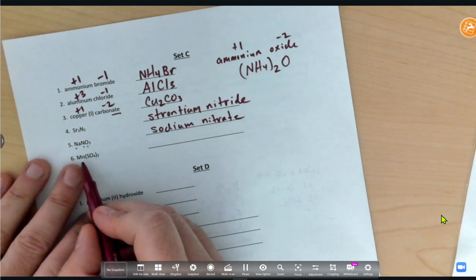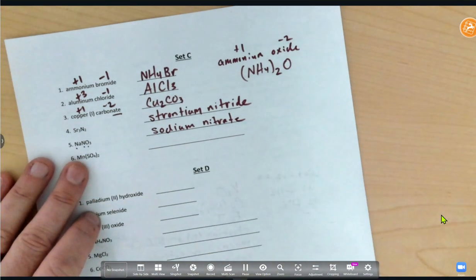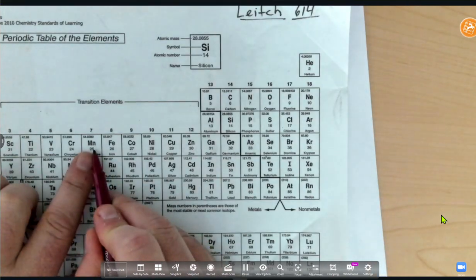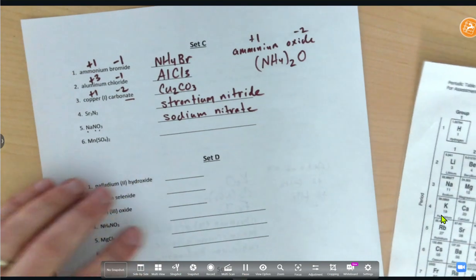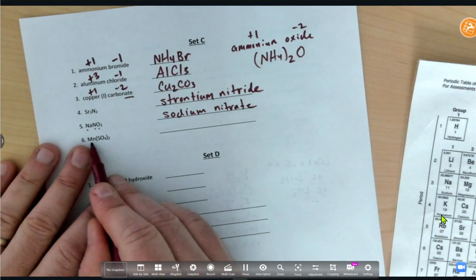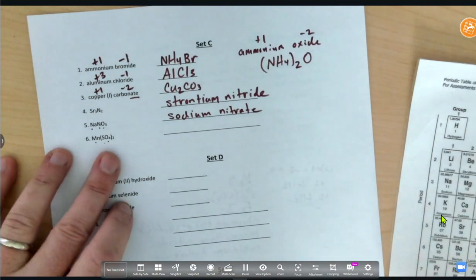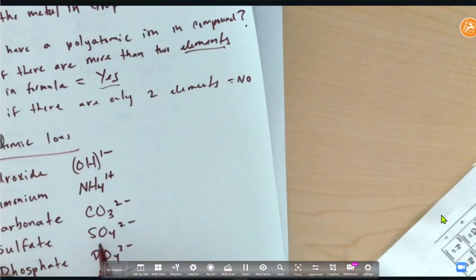And the last one. Before I can name it, oh, you know what I'm going to say. We got to find Mn on the periodic table. Manganese. There it is. It's in group 7, so we need a Roman numeral. Do we have a polyatomic ion? Yes, because there's 1, 2, 3 elements. So now I got to go and find what the polyatomic ion that's SO4 is called.